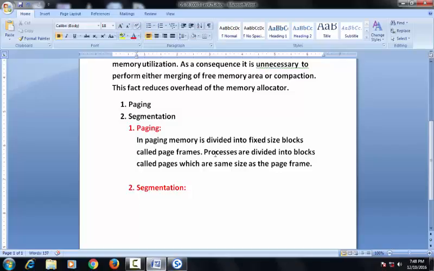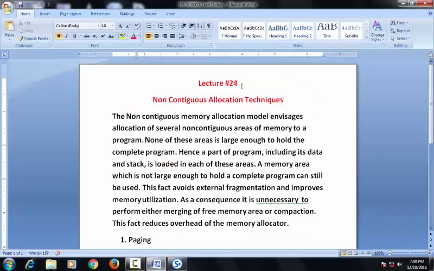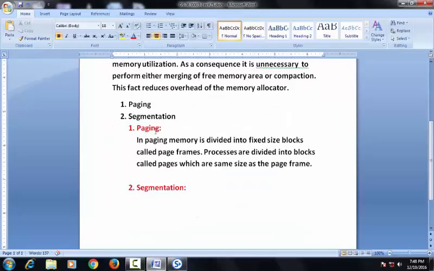Hello and welcome. This is lecture number 25. In this lecture, we will again discuss the non-contiguous allocation technique. In the last lecture, we discussed the paging technique, how paging takes place. In this lecture, we will discuss segmentation.